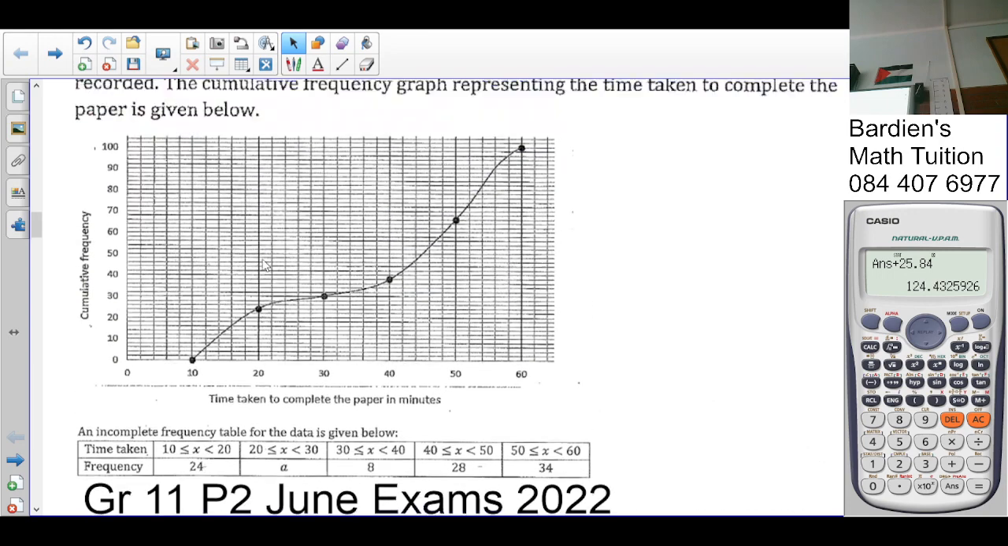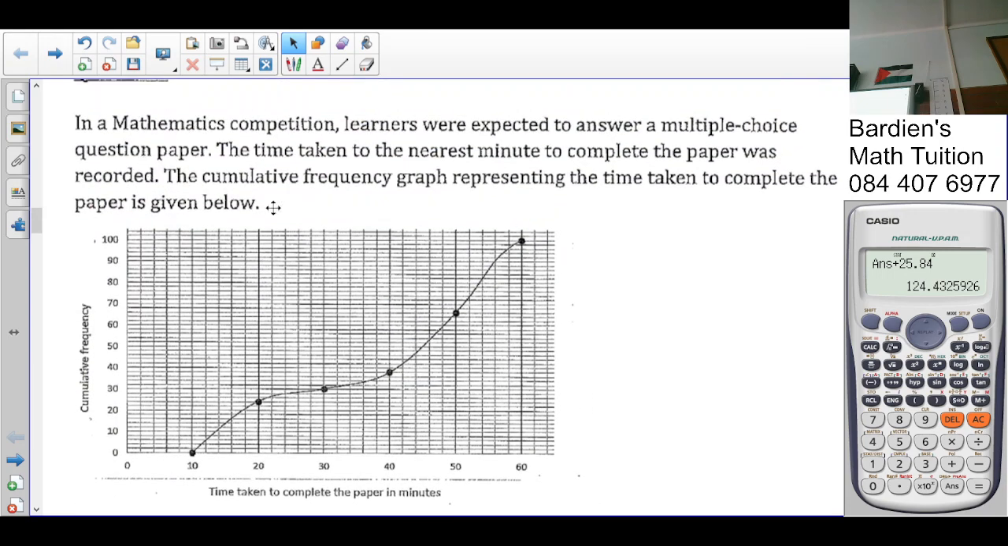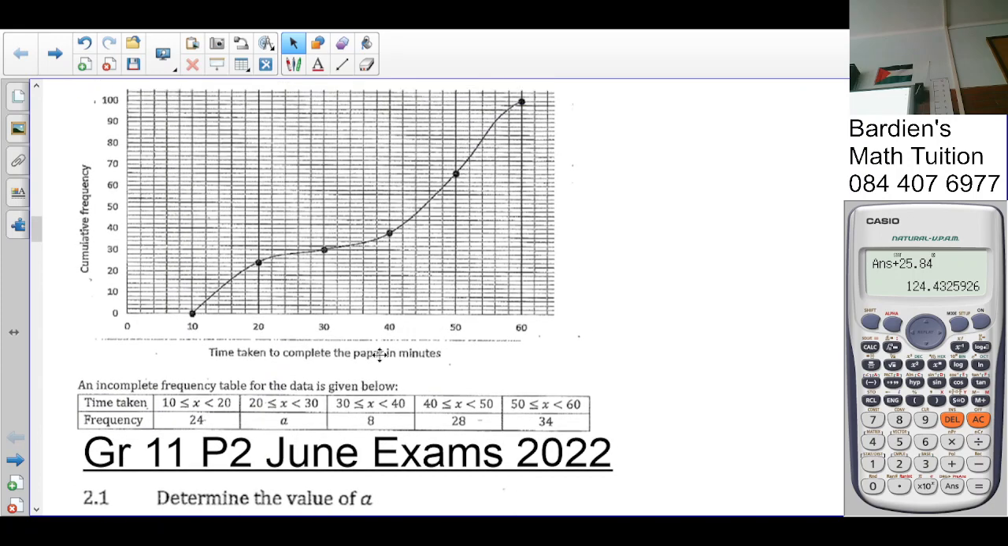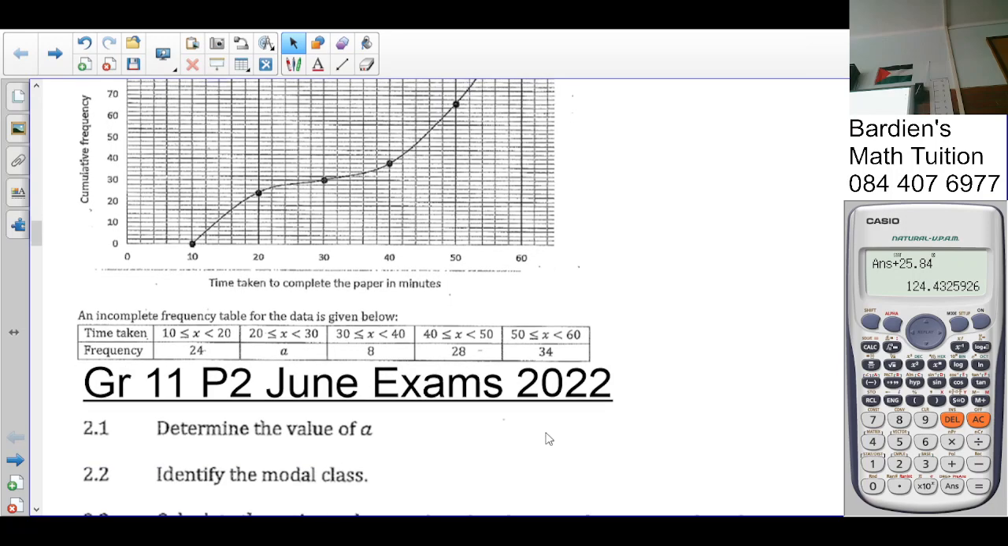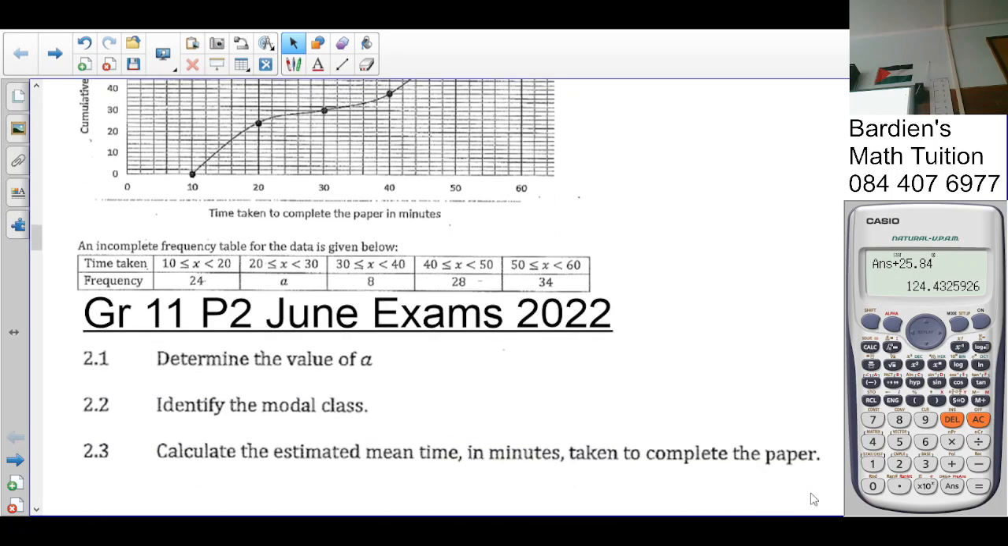Determine the value of A. So how many people were here in total? If we look at this graph here, it's going to 60. And how many people does it correspond to? 100. Can you see that, people? So to calculate A, it's going to be 100 minus 24 minus 8 minus 28 minus 34. That gives me an A value of 6. So A is equal to 6. You guys understand? You got an A value of 6.